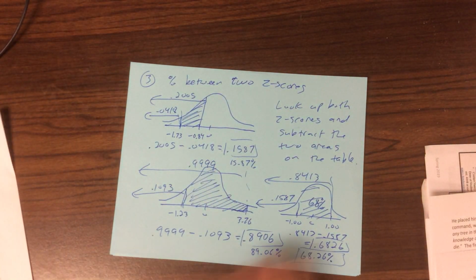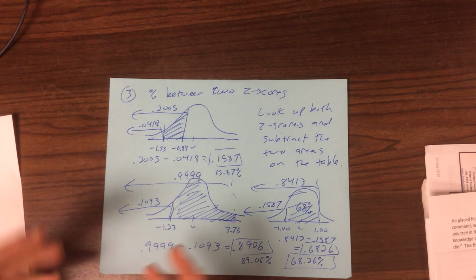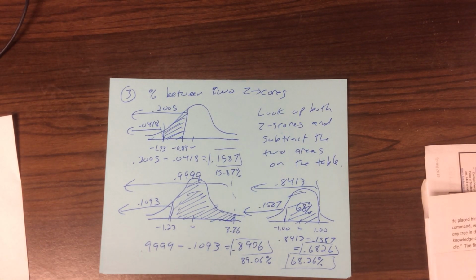Okay? And so that is how you use a standard normal table. So we'll have one more video that talks about how to put this together with the z-scores in order to solve percentage problems for actual normal distributions.